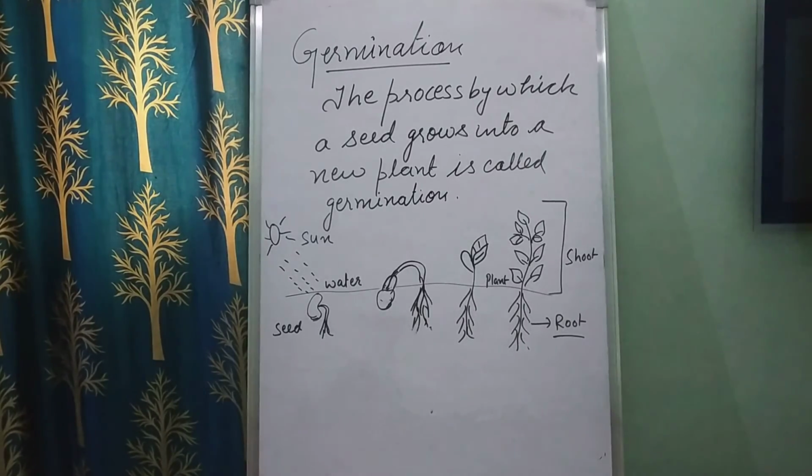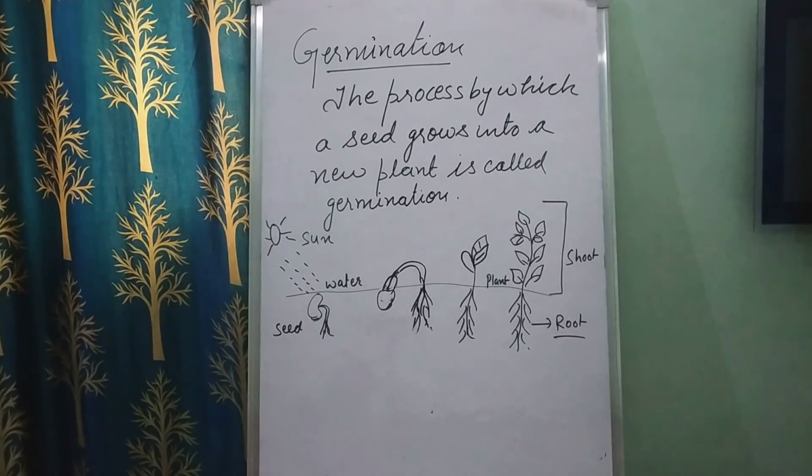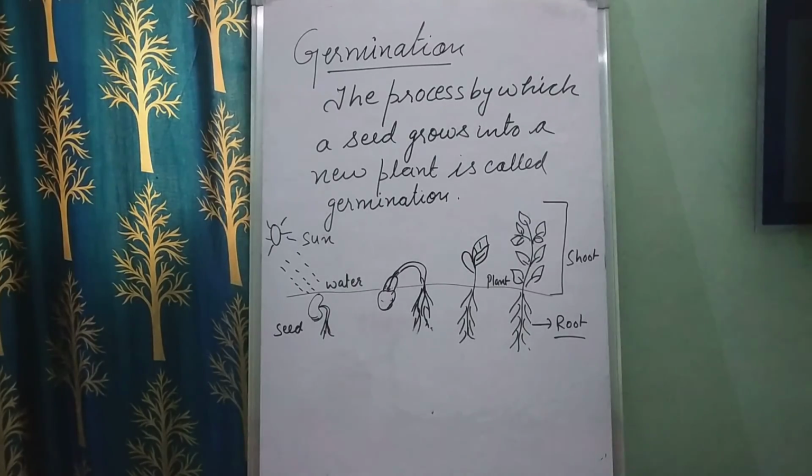As the plant grows in size, what will happen? It develops the leaves. In this way the plant is divided in two parts, the shoot and the root, right? So what is germination? The process by which a seed grows into a new plant is called germination.